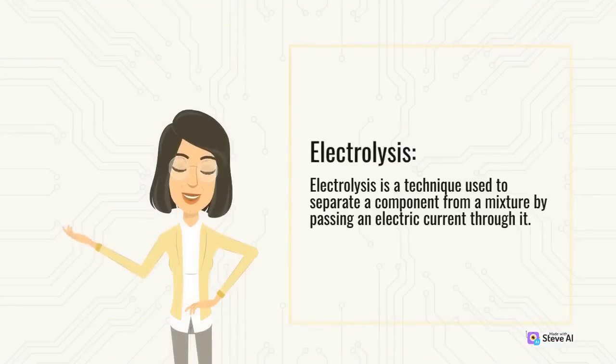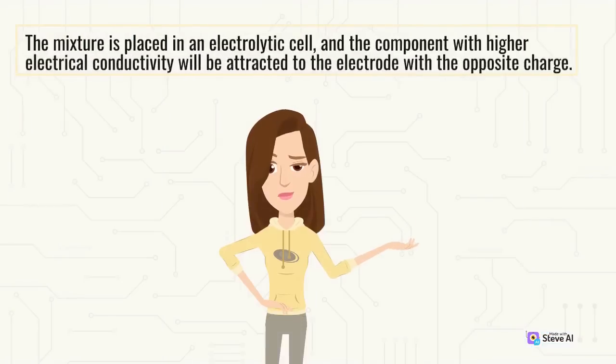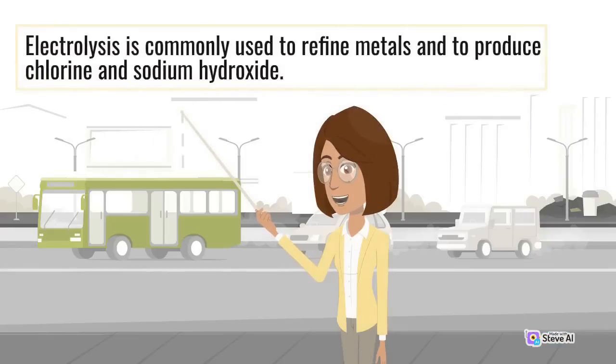Electrolysis. Electrolysis is a technique used to separate a component from a mixture by passing an electric current through it. The mixture is placed in an electrolytic cell, and the component with higher electrical conductivity will be attracted to the electrode with the opposite charge. Electrolysis is commonly used to refine metals and to produce chlorine and sodium hydroxide.